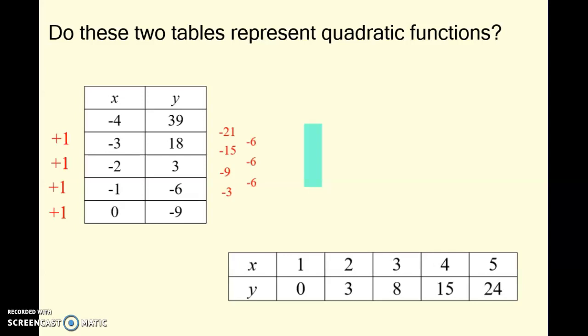You do the next one. You'll see that each of the x's has a difference of 1. And you'll notice the bottom, the y's, they don't have a consistent difference. But if I look at the second difference, I can see that they are indeed a quadratic function.